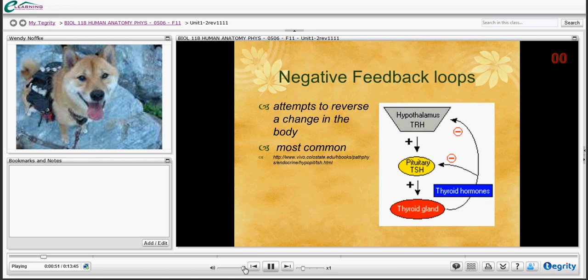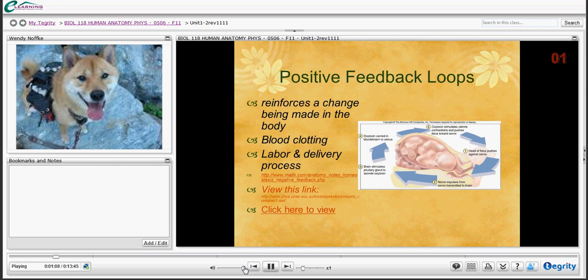With the negative feedback loop, the body notices a change and attempts to reverse the change. This is the most common type of feedback loop. The example presented on the slide involves thyroid hormones. The level of T3 and T4 are reported back to the hypothalamus, which will tell the thyroid to produce more if levels are low, less if levels are high.